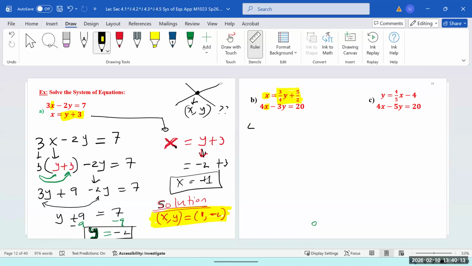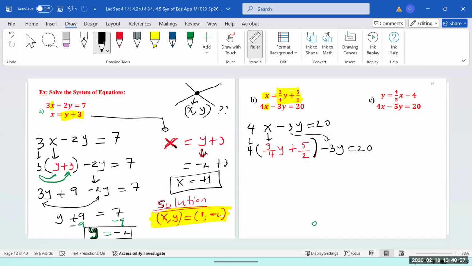So we have 4x minus 3y equals 20. This x turns into something bad: 3/4y plus 5/2. But we still have our 4 in the front, and we still have our minus 3y equals 20 on the other side. So I used substitution. I substituted x with the entire expression we have for x. And it looks bad, right?